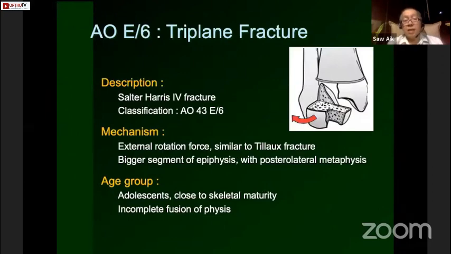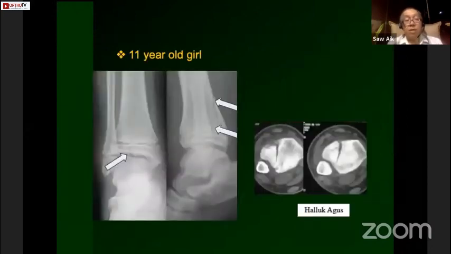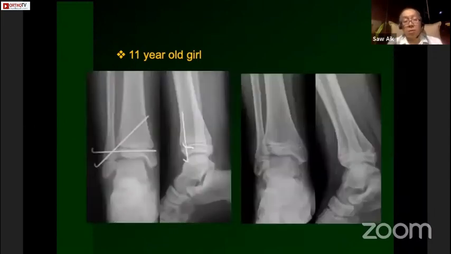Now, AO E6 is the triplane fracture. Salter-Harris, it is a type 4, but this is a separate category. Mechanism of injury and age group are roughly the same as the Tillaux fracture. This is an 11-year-old girl. It's a bit early for this fracture, but it happens. On the AP view, it looks like a Salter-Harris type 3, like a Tillaux fracture, but on the lateral view it looks like Salter-Harris type 2. When you have 3 and 2, it is Salter-Harris 4. It is a triplane fracture. The CT scan will tell the whole diagnosis.